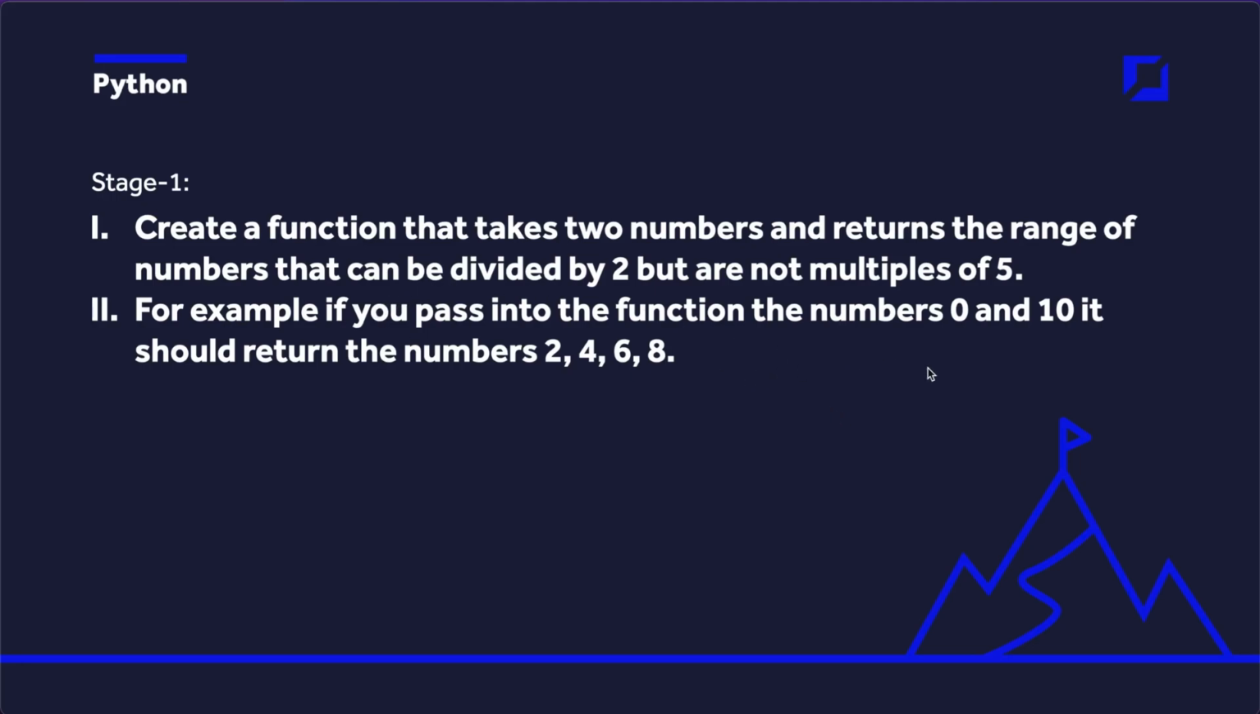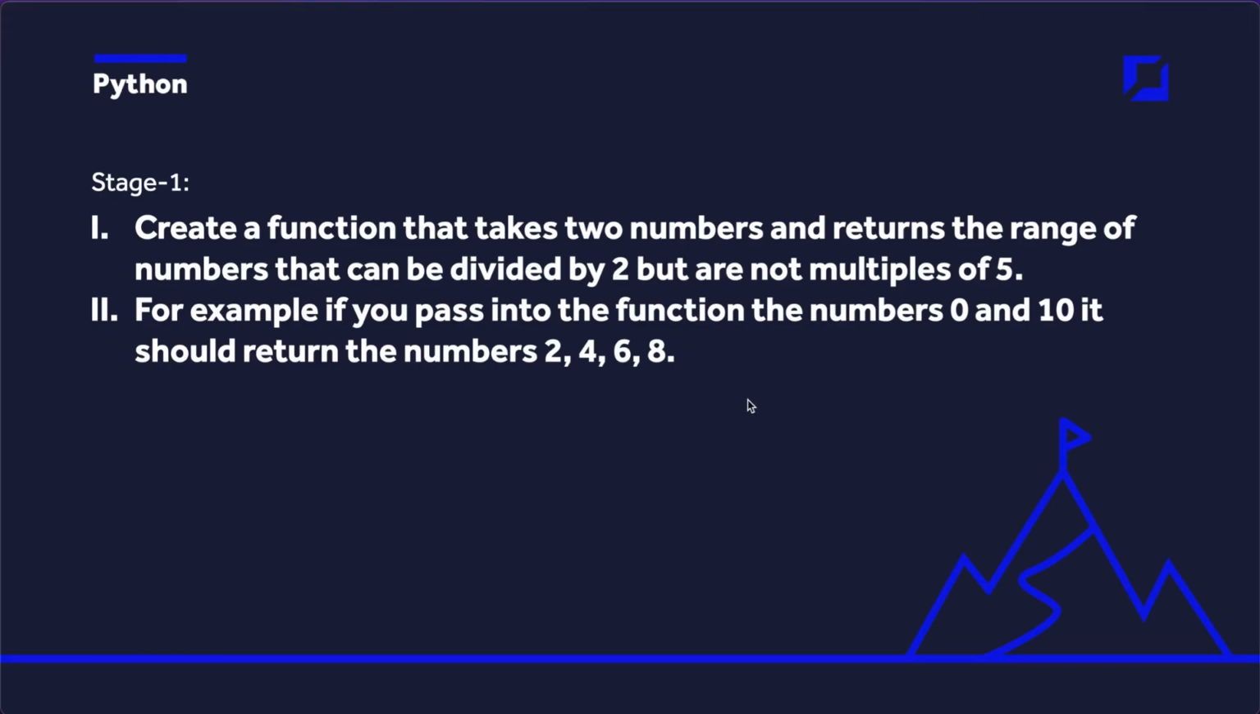So the example here is two numbers that can be entered into the function, 0 and 10. It would then return the numbers 2, 4, 6, 8. Obviously, between the numbers 0 and 10, 2, 4, 6, and 8 can be divided by 2, but should not include multiples of 5. So you can see here 10 hasn't been included. If it was just divided by 2, then 10 would appear here in the list. Obviously, that's a multiple of 5, so therefore it isn't outputted.